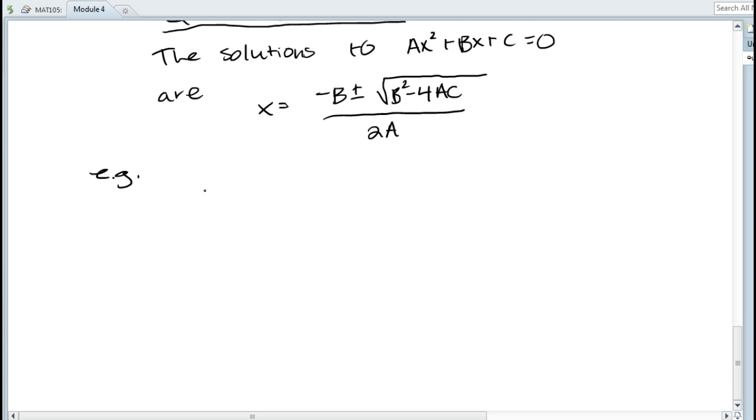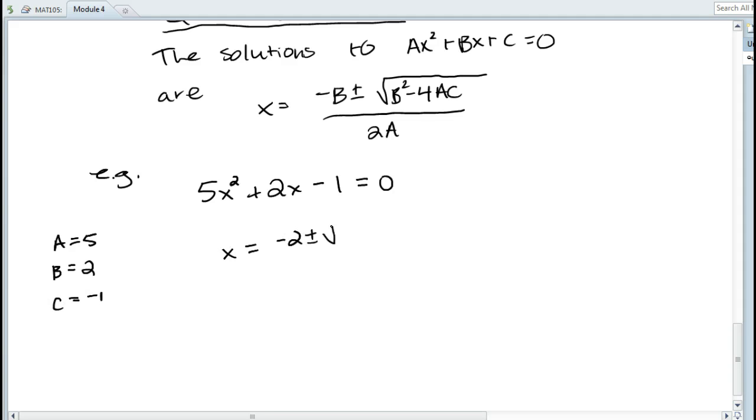So let's say we have something like 5x squared plus 2x minus 1 equals 0. So to use the quadratic formula, just figure out what your values are. A is 5, B is 2, and c is minus 1. So we know the solutions are going to be of the form x equals negative 2 plus or minus the square root of 2 squared minus 4 times the a value, which is 5, times the c value, which is negative 1, all divided by 2 times 5.